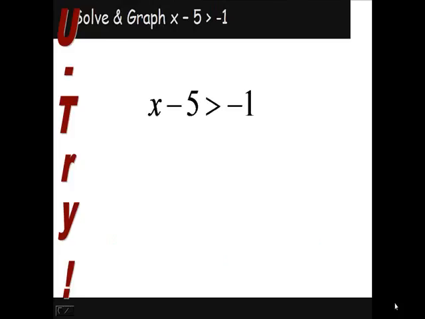Okay, we're going to go ahead and add 5 to both sides. That gives us x is greater than 4. And then to graph, there's my number line. I'm interested at the point at 4. I want an open circle. Make sure you did that part right, because we can't equal exactly 4. And then we want everything to the right of 4 because we're looking for numbers that are greater than 4. How'd you do?